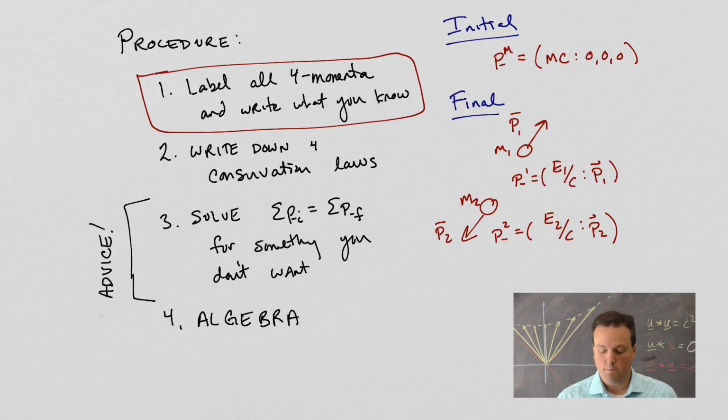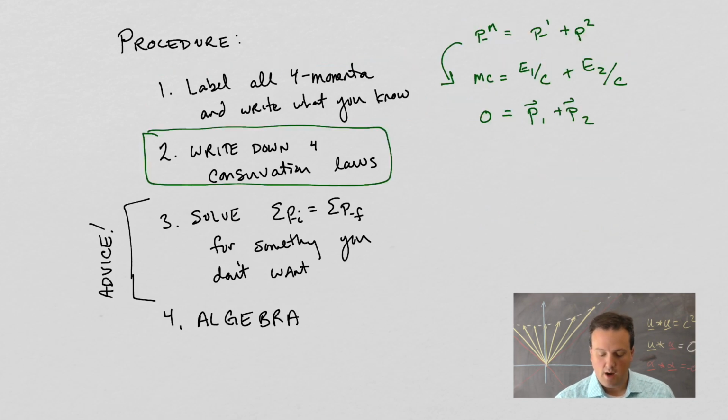Okay? So the four-momentum for particle 1 is E1 over c, colon, p1, and the four-momentum for particle number 2 is E2 over c, colon, p2. Okay, step 2.